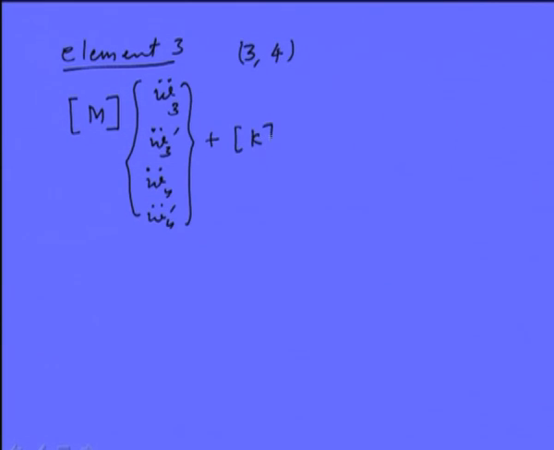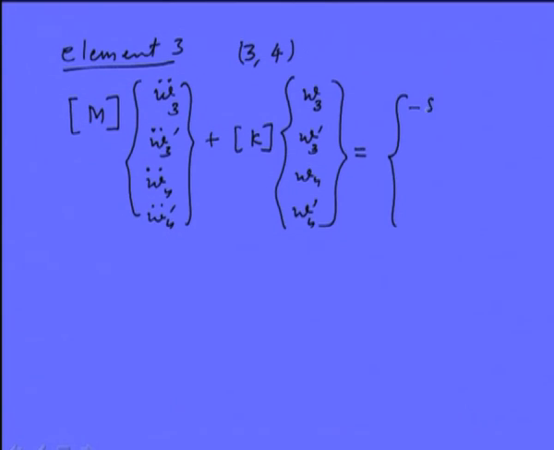The stiffness matrix is also the same, because the dimension and the material property of the element are the same as the previous ones. Only these subscripts will change to 3 and 4, corresponding to the displacement and the slope, and in the right hand side again there will be shear force corresponding to node 3 and node 4.